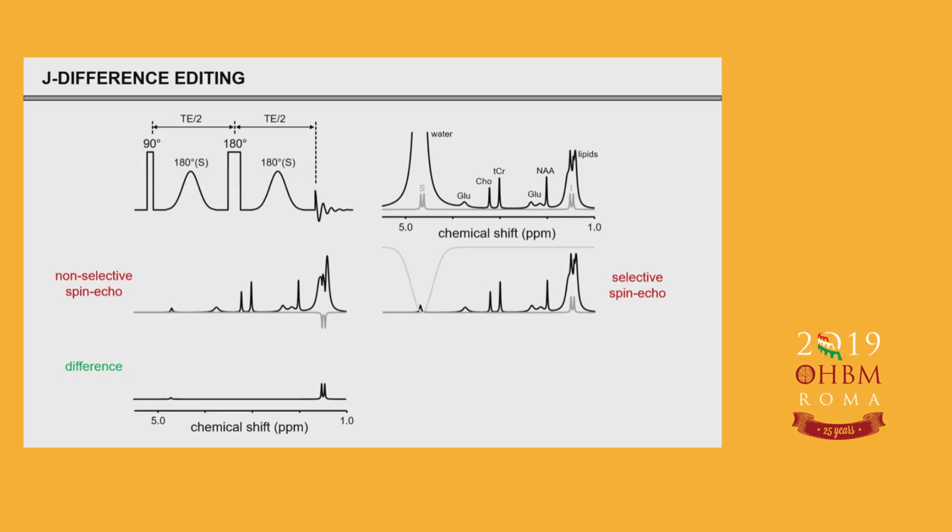The nice thing about J-difference editing is, because you have stored both experiments separately in memory, you can also calculate the sum, and therefore you still get all the other peaks in the spectrum as well. So you don't throw away information, you basically get additional information. So this is how you do it theoretically.